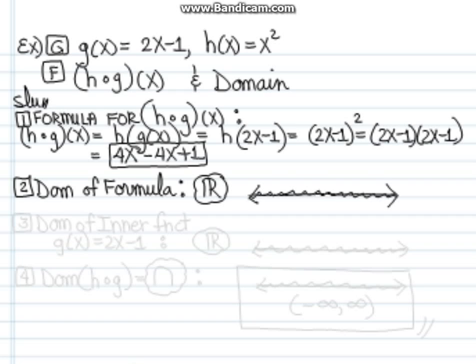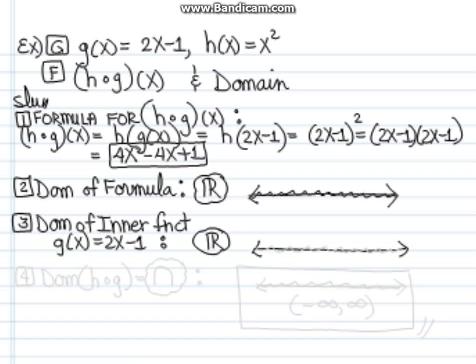Step 3, find the domain of the inner function. Well, the inner function in h composed g is the g function. That's the second one mentioned. So g of x is 2x minus 1. The domain, well, there's no restriction on x. It can be anything in 2x minus 1, so it's all real numbers.